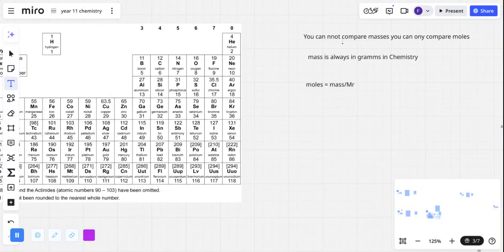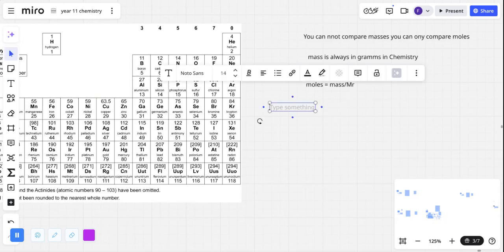All right, so just for the recording, you cannot compare masses, you can only compare moles. Mass is always in grams in chemistry, and the formula for it is moles equals mass over Mr. An example of working out molar mass or relative molecular mass or relative atomic mass is the Mr of water.